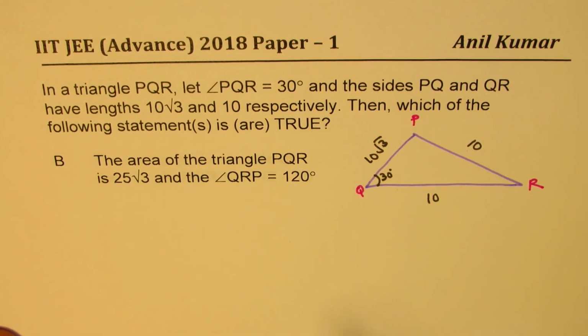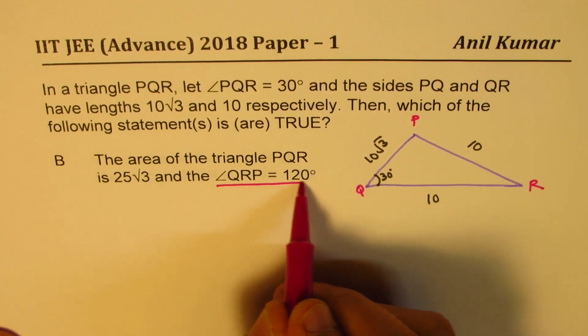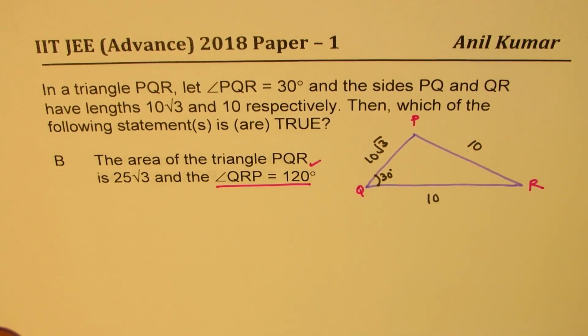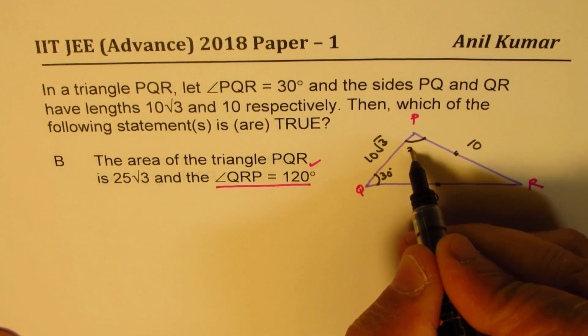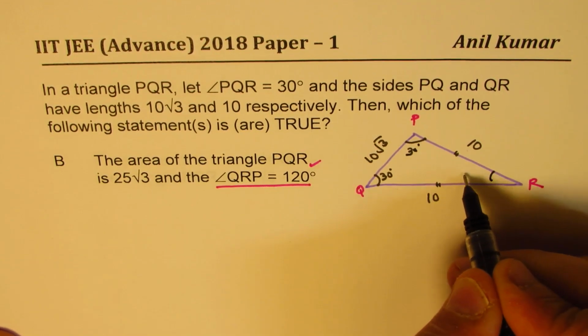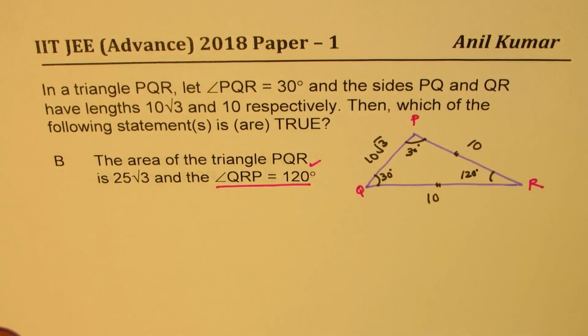Perfect. And we found that this is correct, right? This is correct. This side is 30, since it is an isosceles triangle, and that angle has to be 120. Drawing is not to the scale. Perfect. Now let's see how to find area of this triangle.